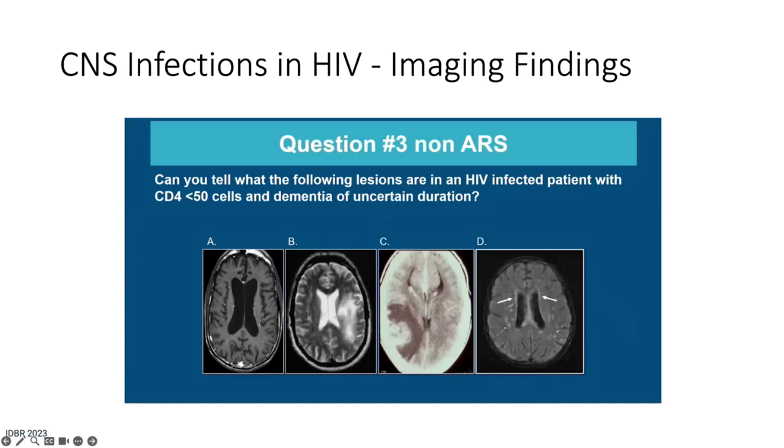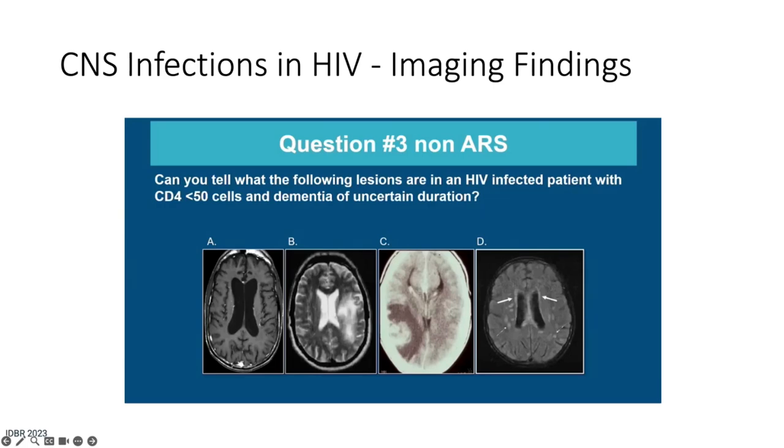And then this is less of a question. This was more just, I thought, fun images from ID board review about different imaging findings and what they point you towards. These are people with, this is less a space occupying lesion, it's more someone with dementia or neurocognitive deficits.